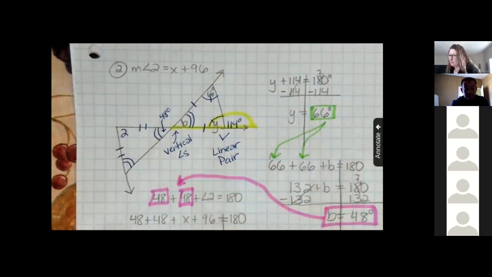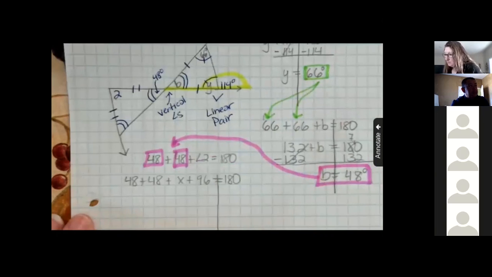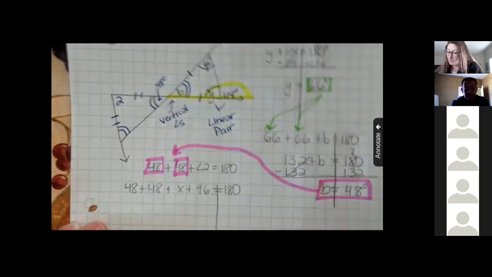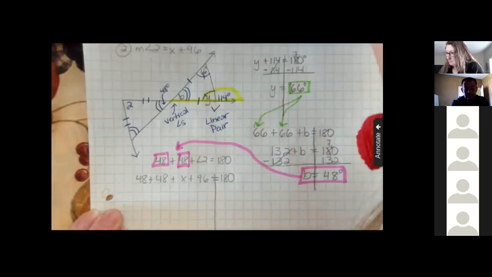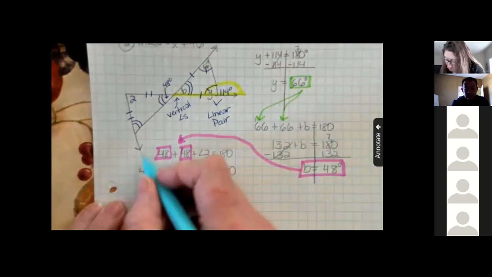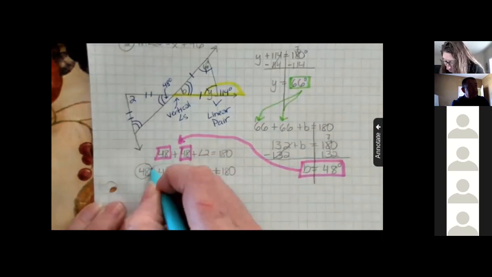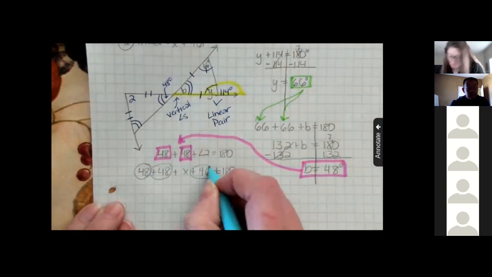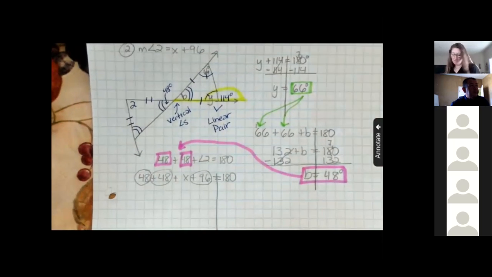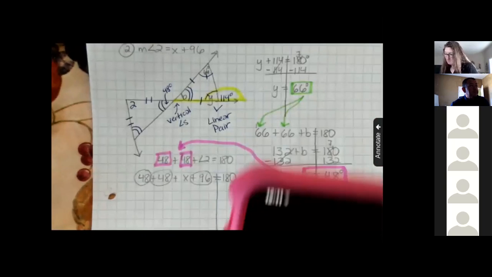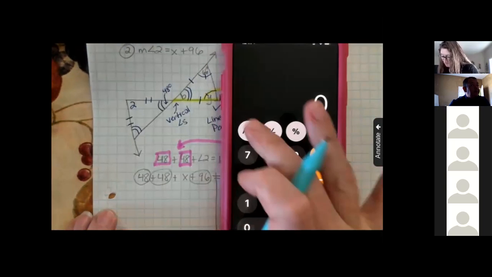Now I just do the math. So let me zoom out so you have the whole problem. I am going to combine my like terms. And there's no reason to hurt our brain. Why God gave us calculators. Thank goodness, or men to invent calculators.